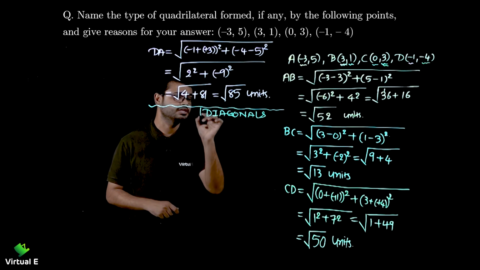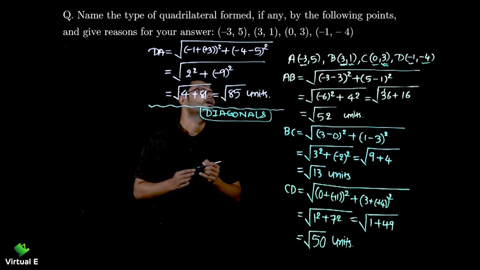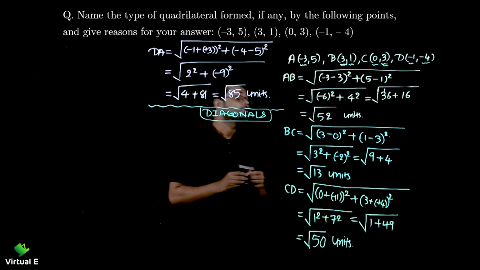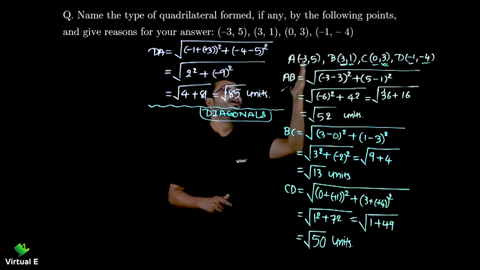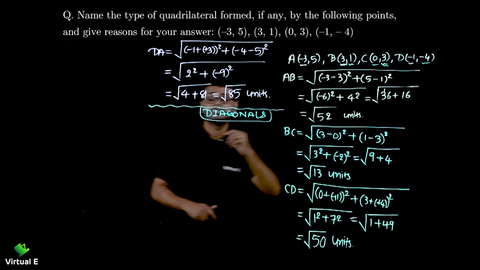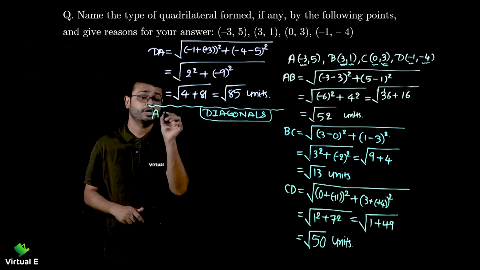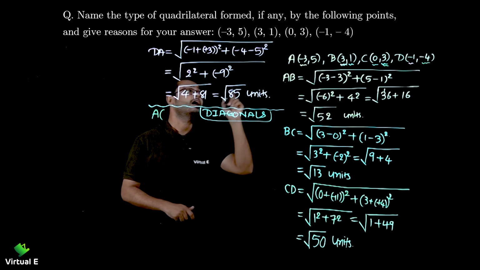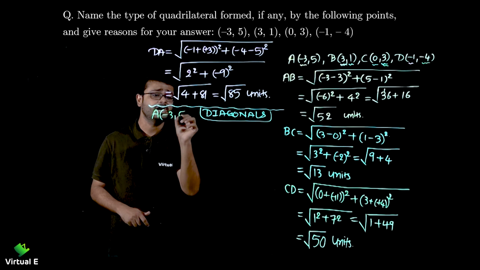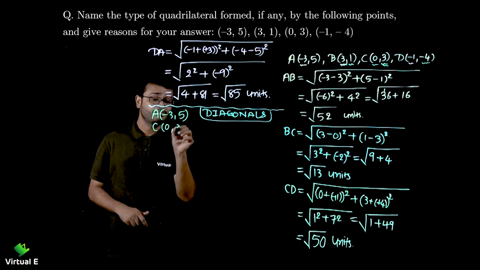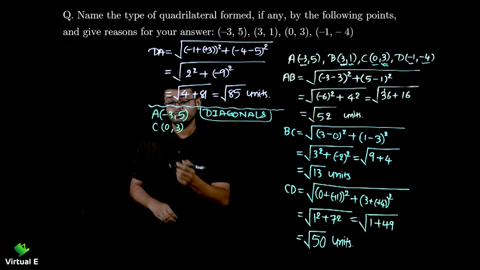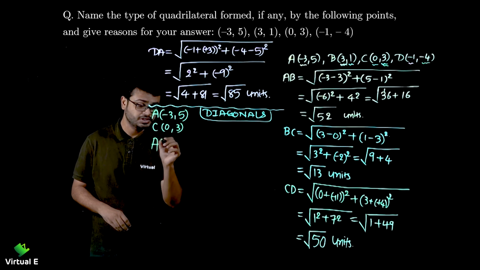Calculations for diagonals. Let's do it. So how to find the diagonals? I told you, take the alternate alphabets. If you take A, skip B, then take C. So my first point of diagonal is A, which is (-3, 5). Another is C, which is (0, 3). Done. I need to find the value of AC.